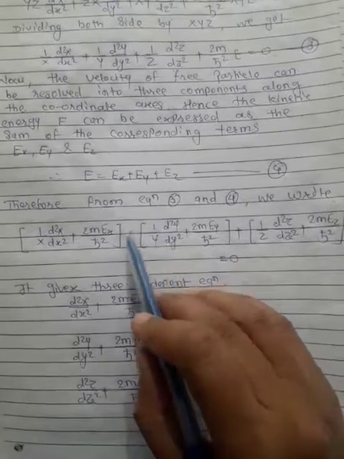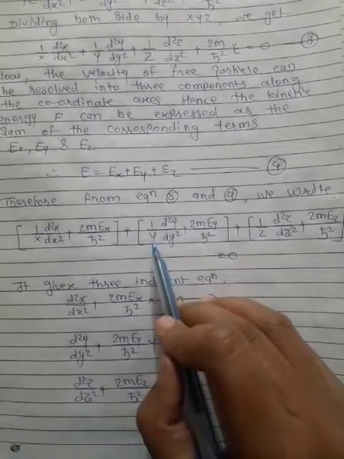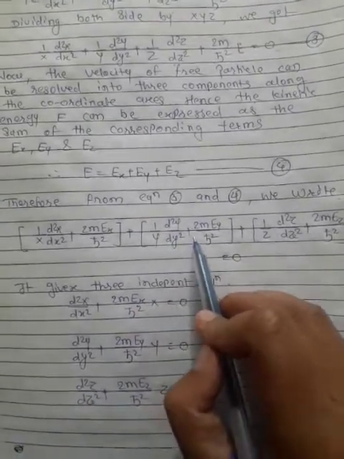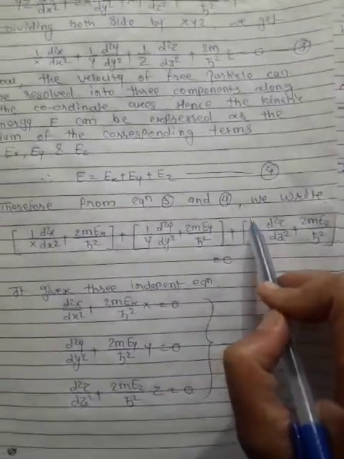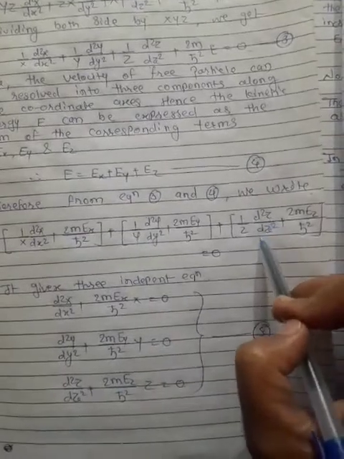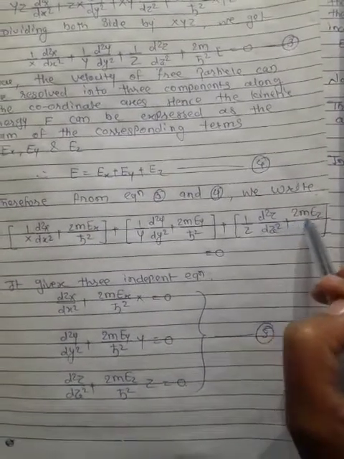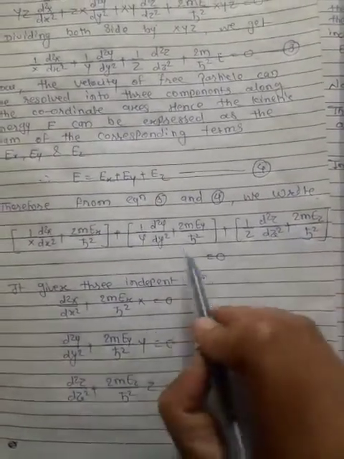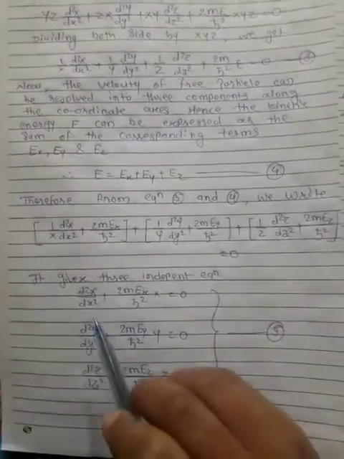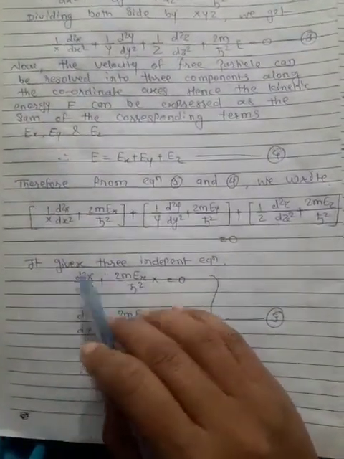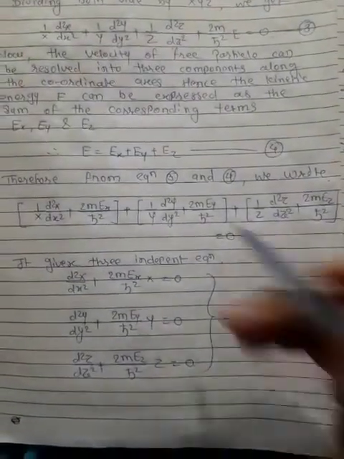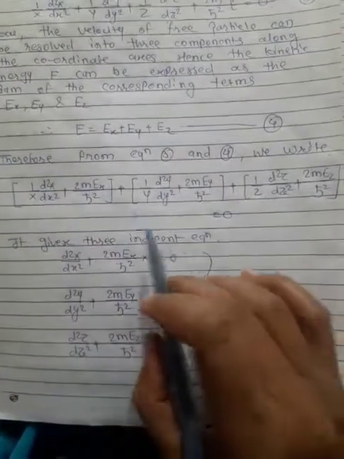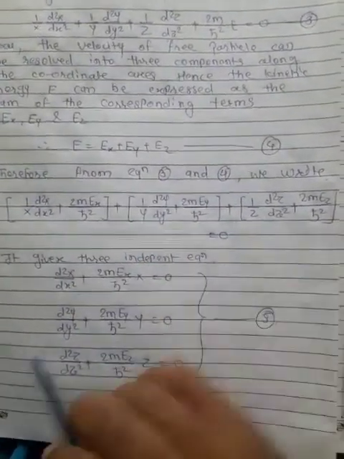Now the second term becomes (1/Y)(d²Y/dy²) + 2mEy/ħ². Similarly the third term is (1/Z)(d²Z/dz²) + 2mEz/ħ², which is equal to 0. Then, if we observe this equation, it gives three independent equations.